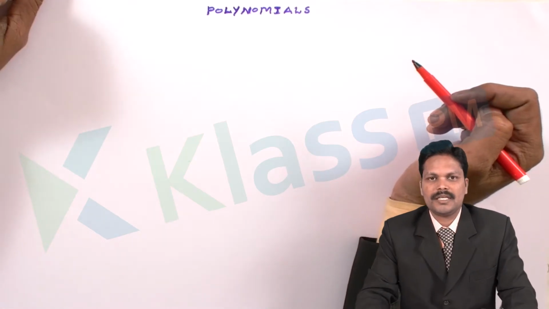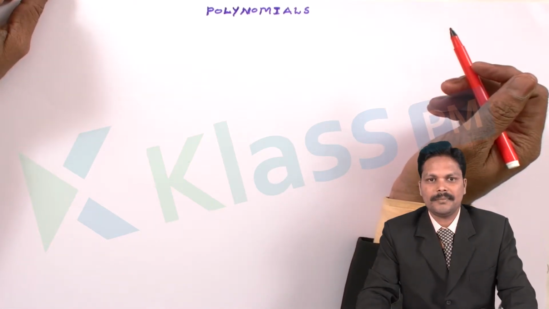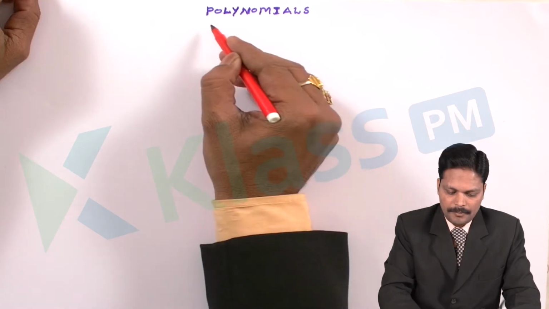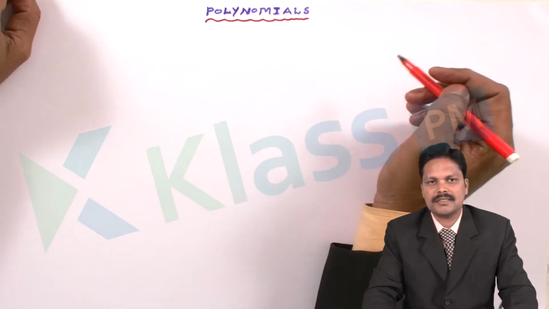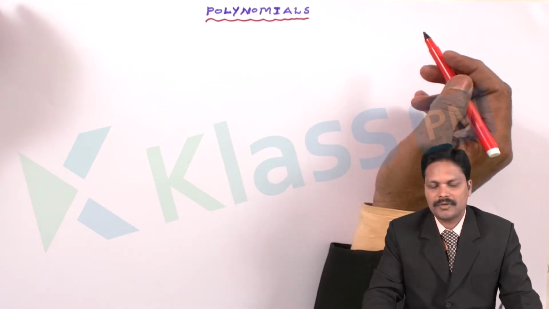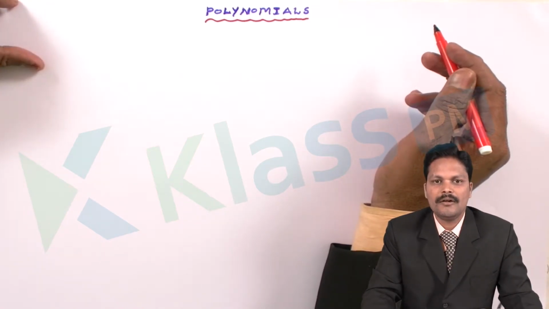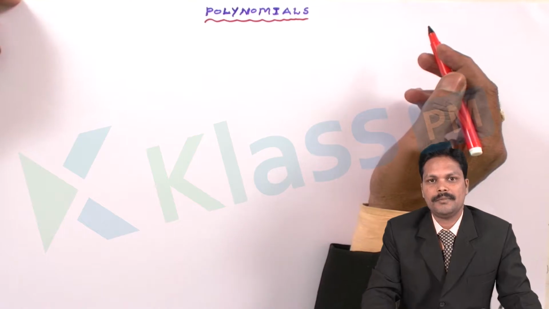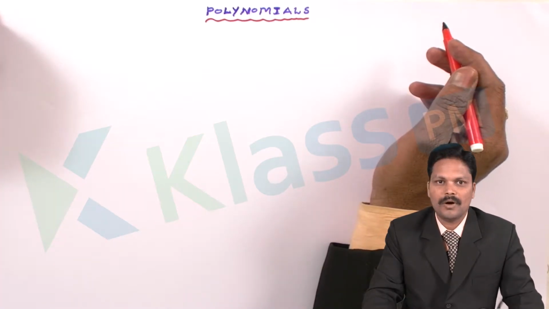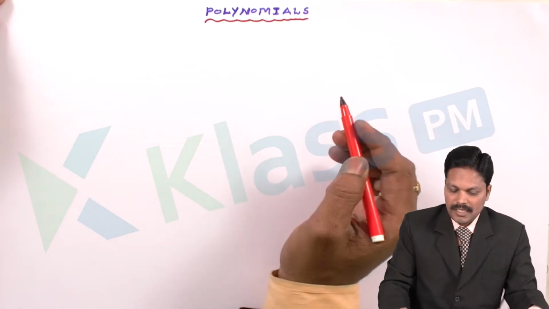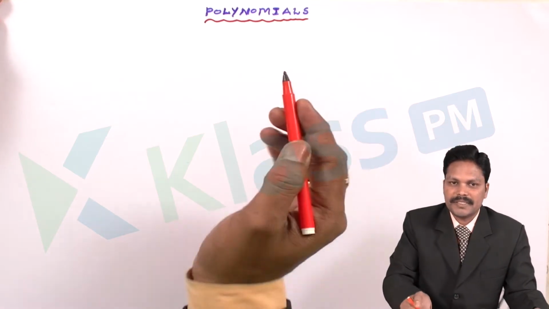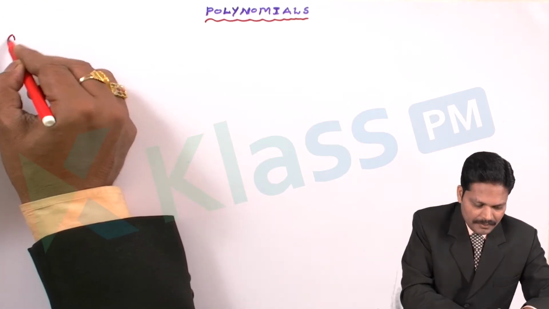Welcome to class. Today we are going to discuss some important problems in the topic polynomials. Already we discussed the polynomials: how can we represent the polynomials in the graph, and how should we find the zeros and roots of the polynomials. So here we are going to discuss some important problems.